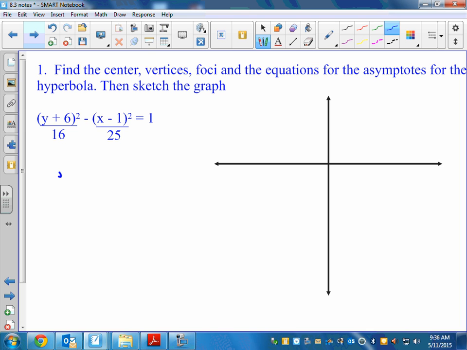So that means that my center, be really careful. It's really easy to say the center is -6, 1, but remember X is with H, Y is with K. So the center is really 1, -6. If you do it backwards, then you do the whole graph backwards. That was a lot. We know that A is going to equal 4 and B is going to equal 5.